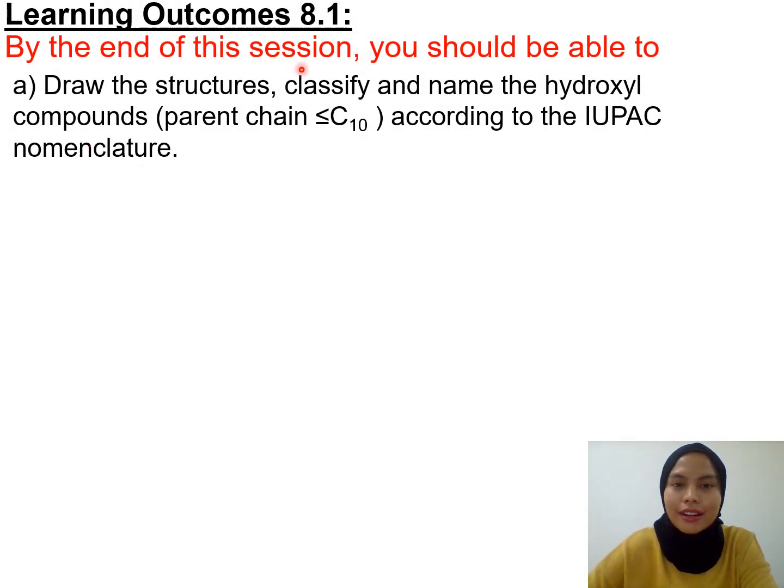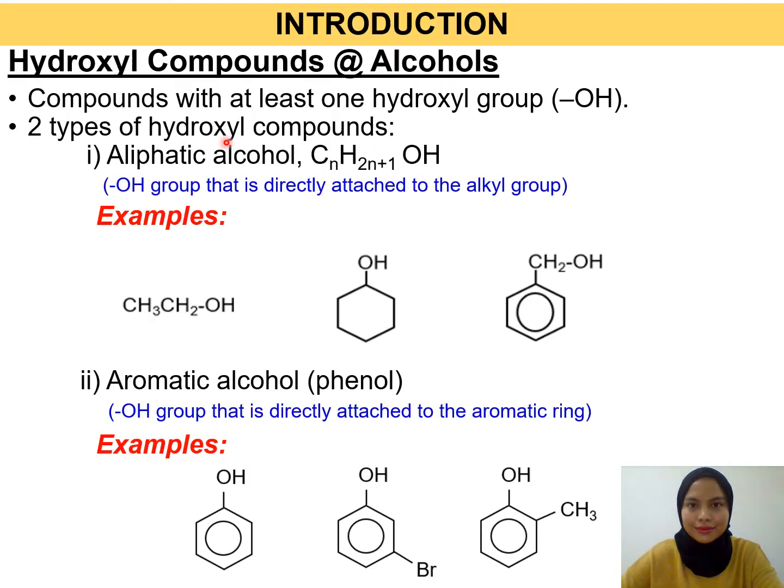So, here are the learning outcomes for 8.1. By the end of the lesson, you should know how to draw, classify and name the hydroxyl compounds with the parent chain for the carbon that is less than or equal to 10 according to the IUPAC nomenclature. Okay, so let's go for the introduction of hydroxyl compounds.